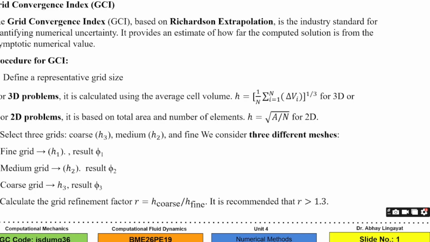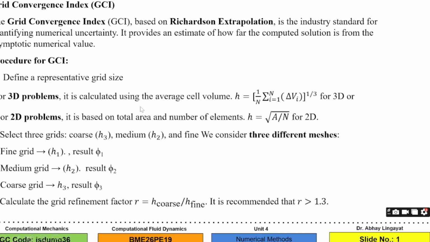Now we will discuss the mathematical basics of the grid convergence index, which is used to estimate the uncertainty in numerical simulation. So first, grid size. We will start by defining this representative grid size H. For a 3D problem, it is calculated using the average cell volume, and for a 2D problem, it is based on the total area and number of elements.